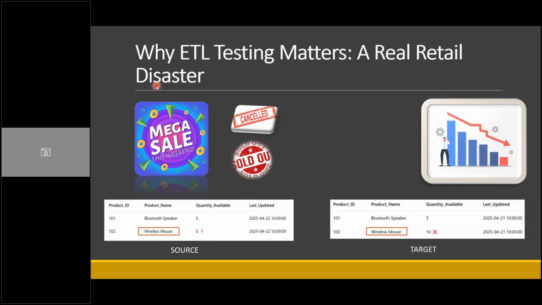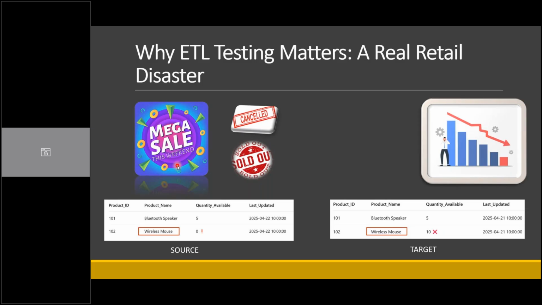Before we start the session, I will start with a quick story, as shown in this image. This is a story related to a retail company. Assume you are working for a retail company, and there is a huge weekend sale happening, with 60 percent off on a couple of products. Thousands of customers are placing their orders, but somehow within hours, customer service is flooded with complaints.